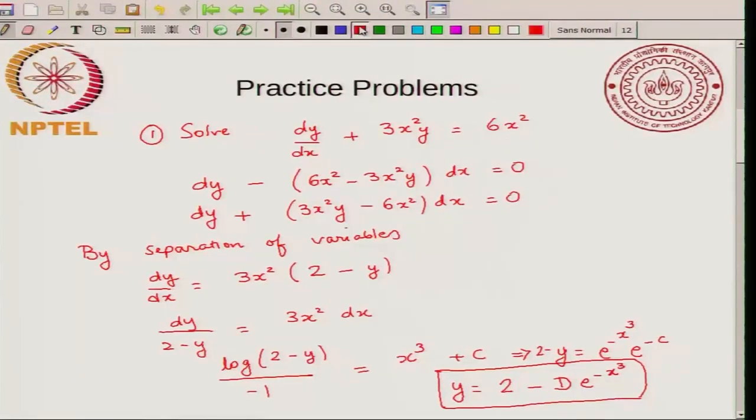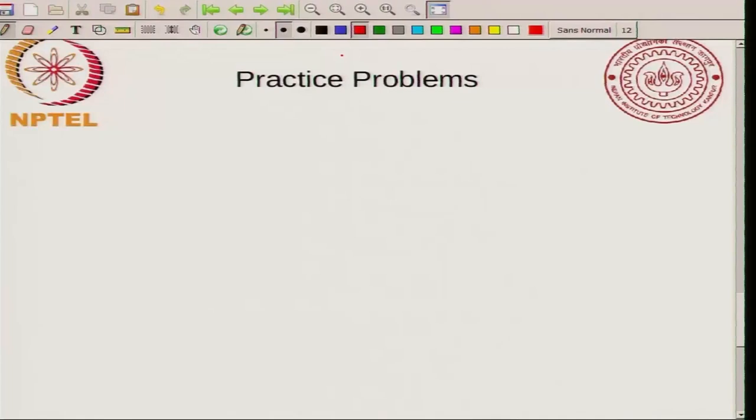Now, the second problem that I will do will illustrate the use of matrix methods. So here what you will do is solve these equations. So, I will say dx by dt is equal to minus 3x minus 2y, and the other equation is dy by dt is equal to 4x plus 3y. Okay, and the initial conditions are x of 0 equal to y of 0 equal to 1.